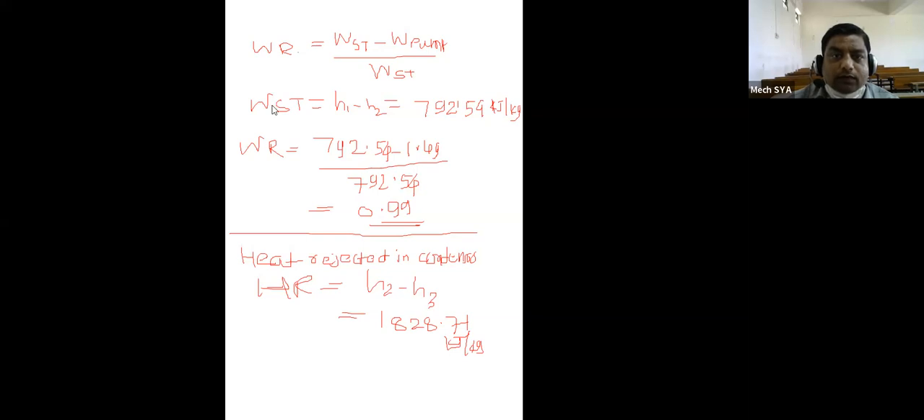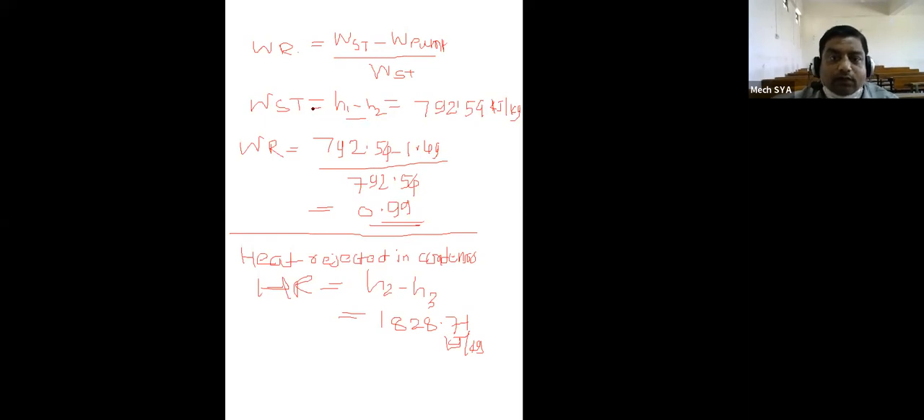Work ratio. Okay. So work ratio is equal to WST minus W pump, divided by WST. W steam turbine is equal to H1 minus H2. So 792.54. This H1 we got, H2 we got, and that difference is nothing but steam turbine work. So 792.54 kilojoule per kg is the steam turbine work.